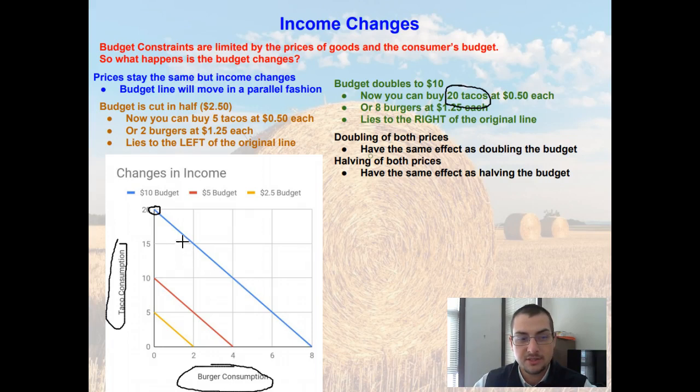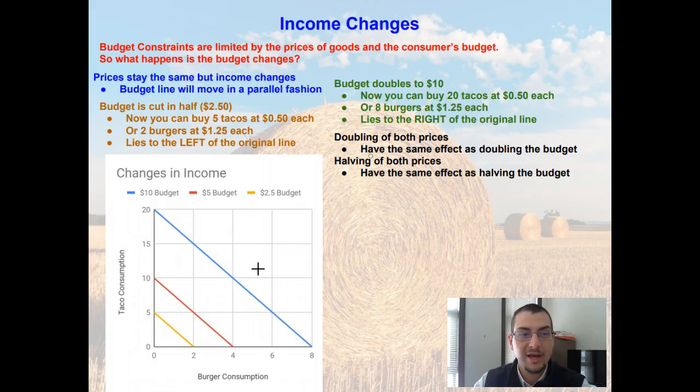And what we're seeing is all along this budget constraint line, we have different possibilities. So now let's say our budget's at $10. We could afford 15 tacos and 2 hamburgers. Or how about 10 tacos and 4 hamburgers? Or we could even buy 5 tacos and 6 hamburgers. And this line is going to show us all of those possible combinations.